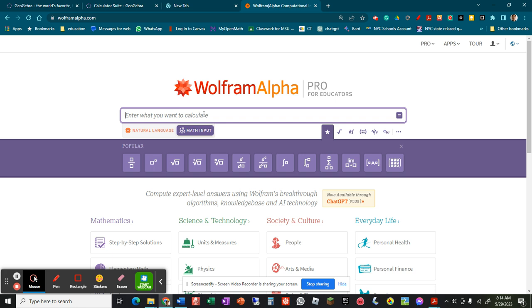So let's ask Wolfram Alpha to solve this inequality. I want 24x cubed plus x squared minus 8x minus 16 to be bigger than or equal to 0. Let me just write bigger than 0 and see what I get.